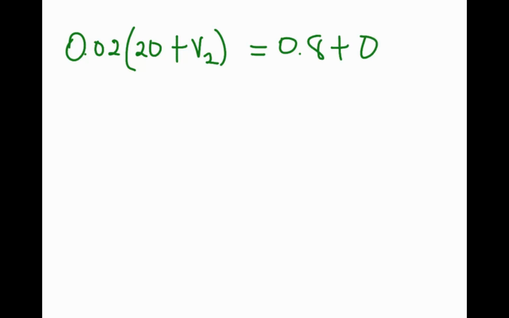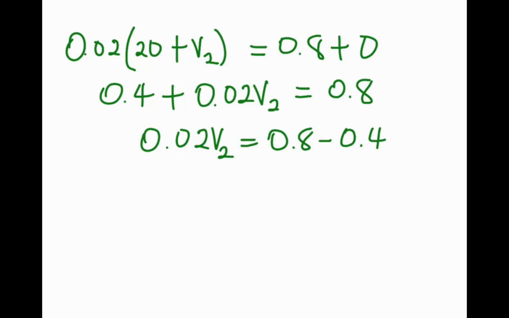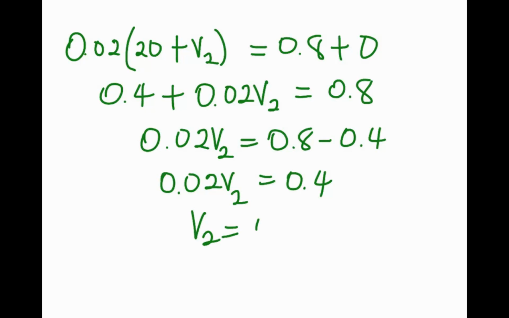We now have that 0.02 parenthesis 20 plus volume of water equal to 0.8 plus 0. We distribute. This gives us 0.4 plus 0.02 volume of water equal to 0.8. So we move the constants to the right hand side, 0.8 minus 0.4. So we have that 0.02 V2 is equal to 0.4, and then the volume of water will be 0.4 divided by 0.02, which gives us 20 milliliters.